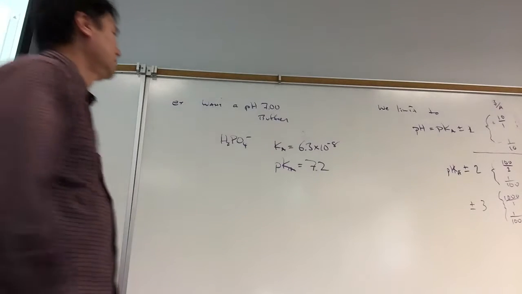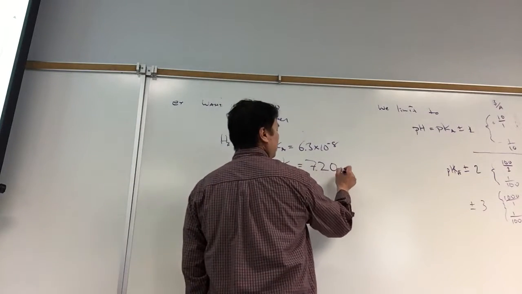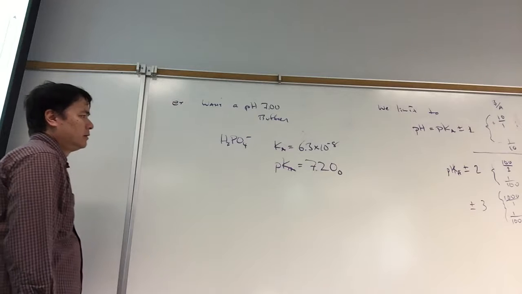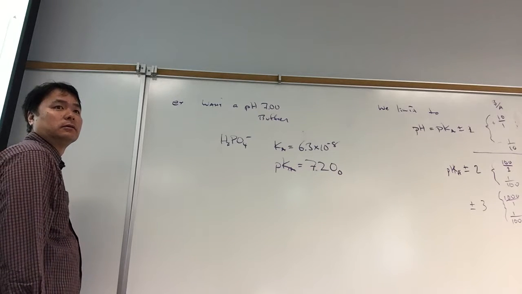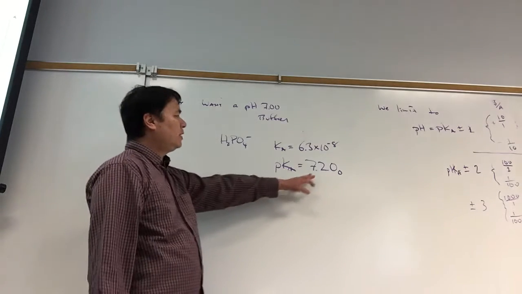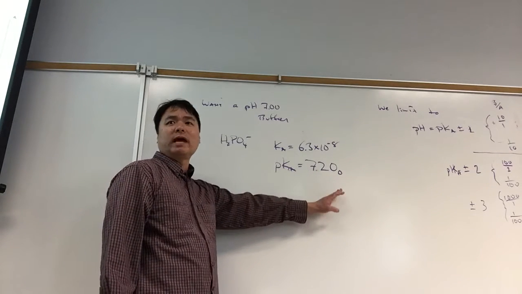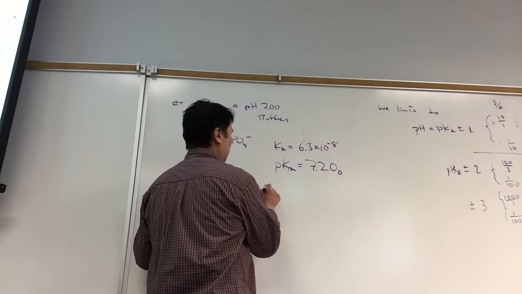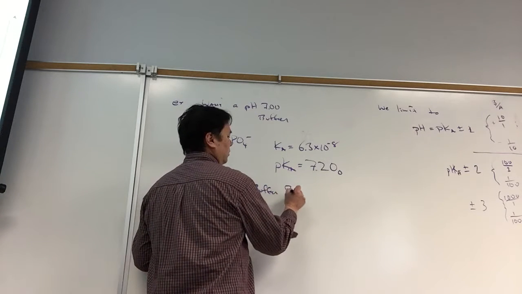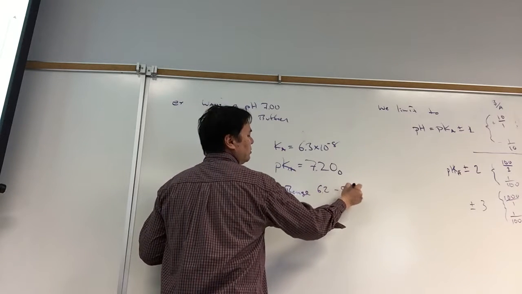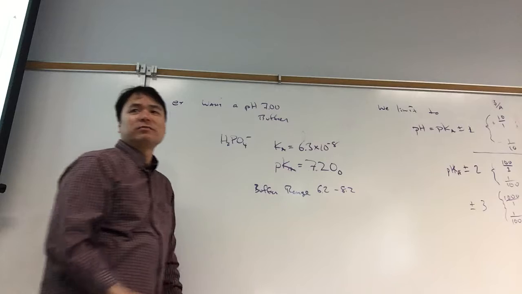Give me one more digit. 7.200? Yeah. All right, we'll just leave it at 7.20. And so we could make a buffer anywhere between 6.2 to 8.2. This would be the buffer range, and so 7.00 should be fine.